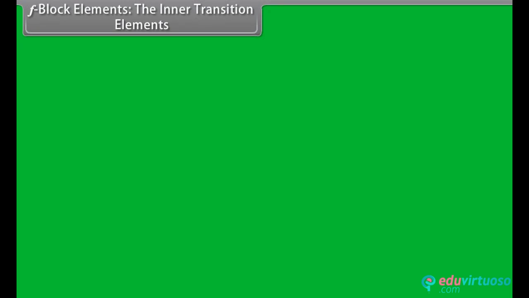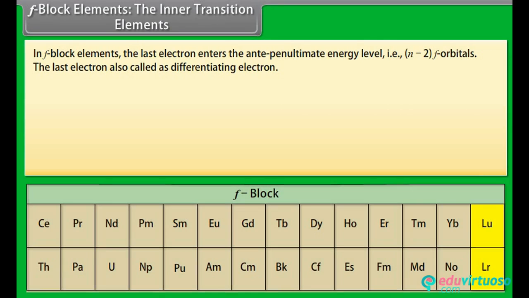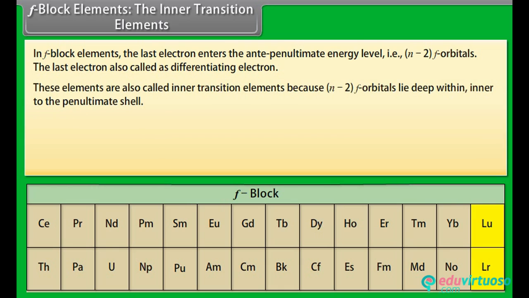F block elements, the inner transition elements. In F-block elements, the last electron enters the antepenultimate energy level, that is (n-2) f orbitals, where n can be 6 or 7. The last electron is also called the differentiating electron. These elements are also called inner transition elements because (n-2) f orbitals lie deep within, inner to the penultimate shell.